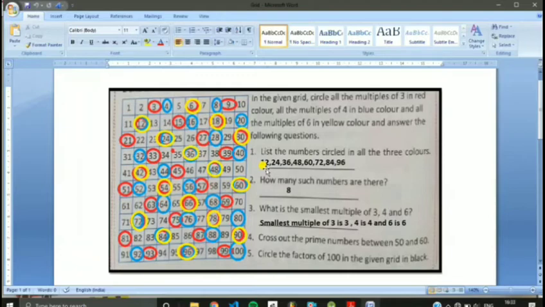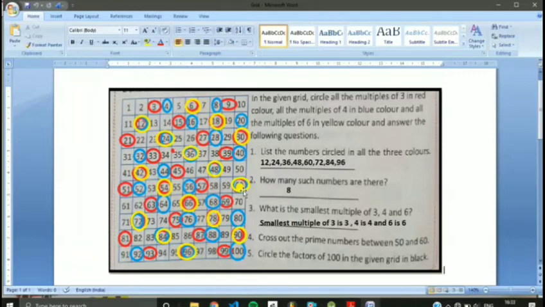So let us start with 12. Here it is. 12 1s are 12, 12 2s are 24. See, in 24 three colors are there. 12 3s are 36. Here also three colors are there. 12 4s are 48. Here also we are seeing three colors. 12 5s are 60. Here also we are able to see three colors. Next comes 12 6s.